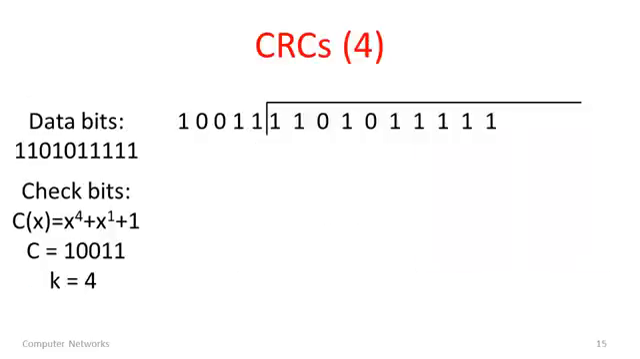Okay, let's try and work through this. Here's an example. We have a sequence of data bits here. You can see I've written them over here. And we're going to divide by our generator, which is 1011. That's the divisor here. The first step is to add 4 zeros to the end, since I have 4 check bits.